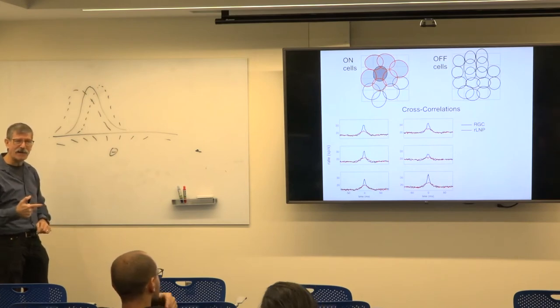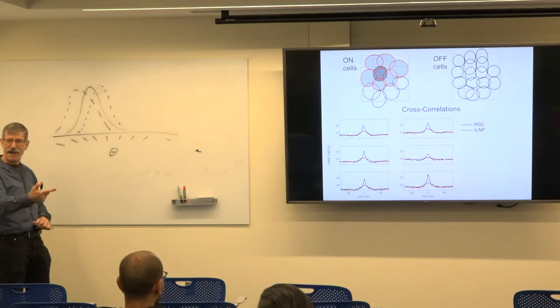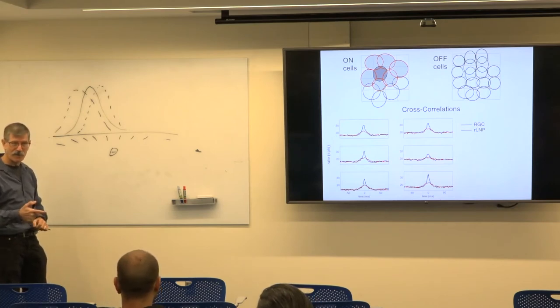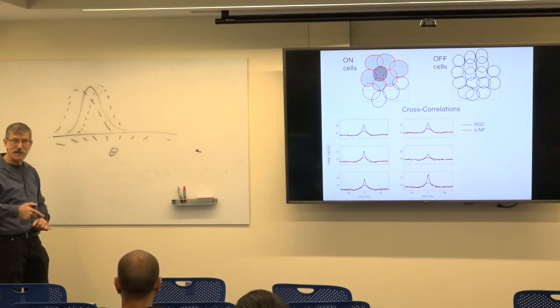They have correlated firing because they are sensitive to the same aspects of the stimulus. Okay? But suppose you show the same stimulus over and over and over again. Now, neurons are noisy. You show the stimulus once, they fire 50 spikes.